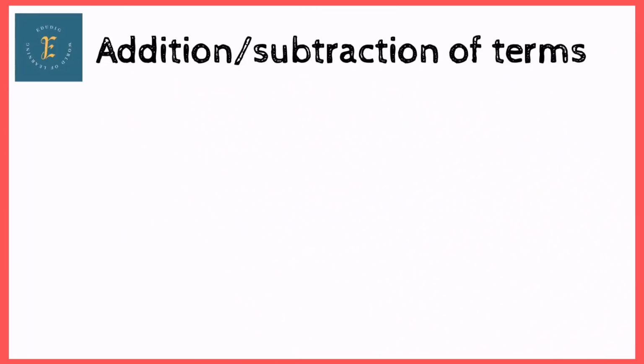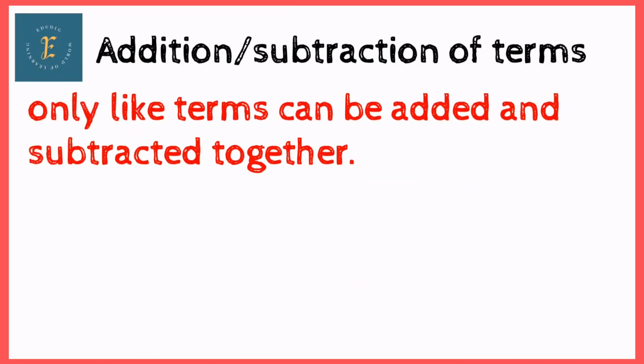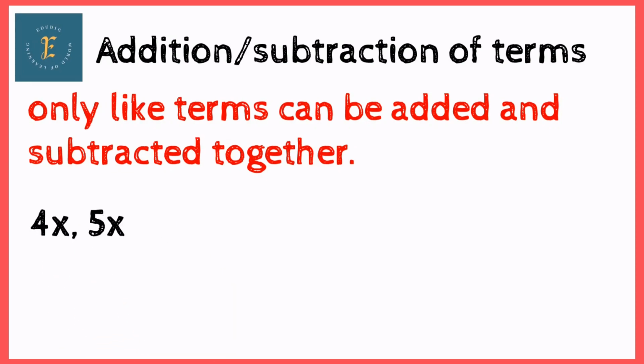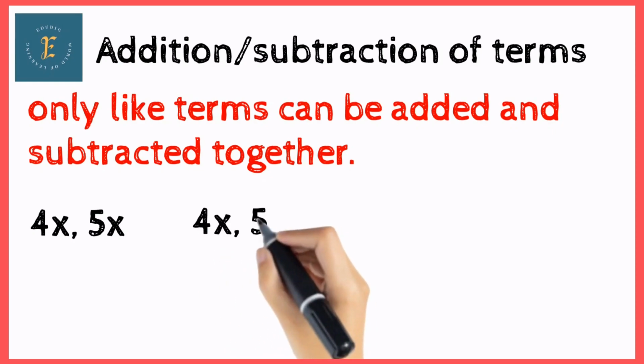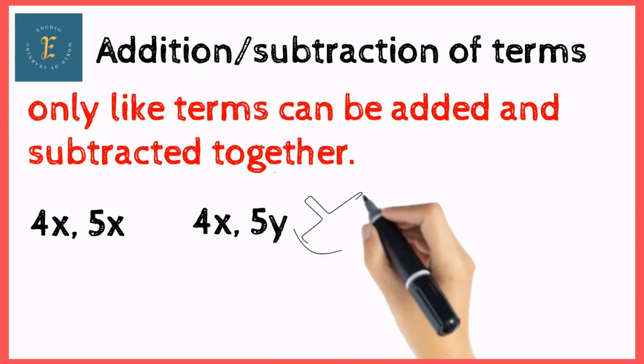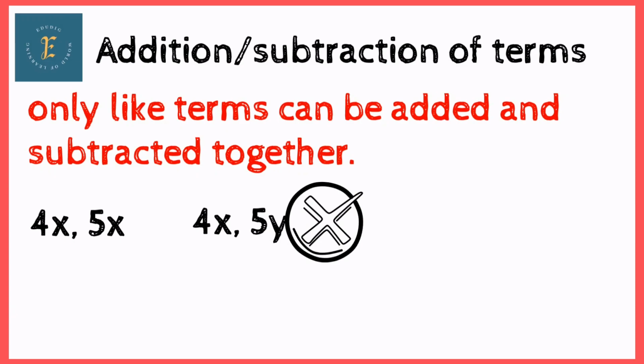Now we'll see how to add and subtract the terms. Only like terms can be added and subtracted together. We cannot add or subtract the unlike terms. In this example, 4x and 5x are like terms because they have the same variable and same degree. But 4x and 5y, the degree is the same but the variables are different. So these are unlike terms.